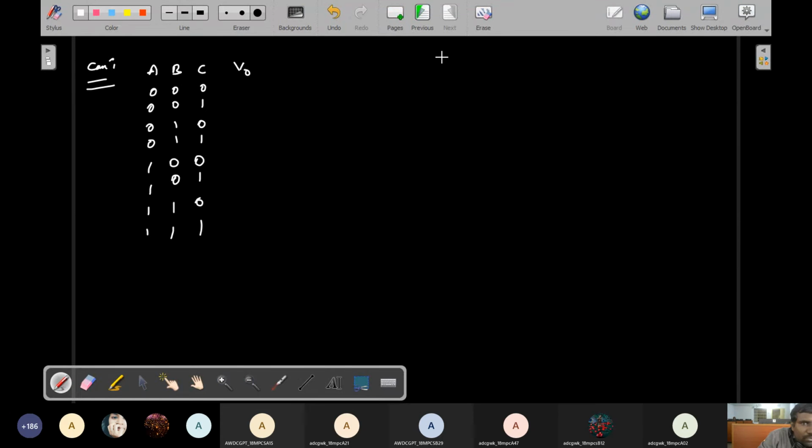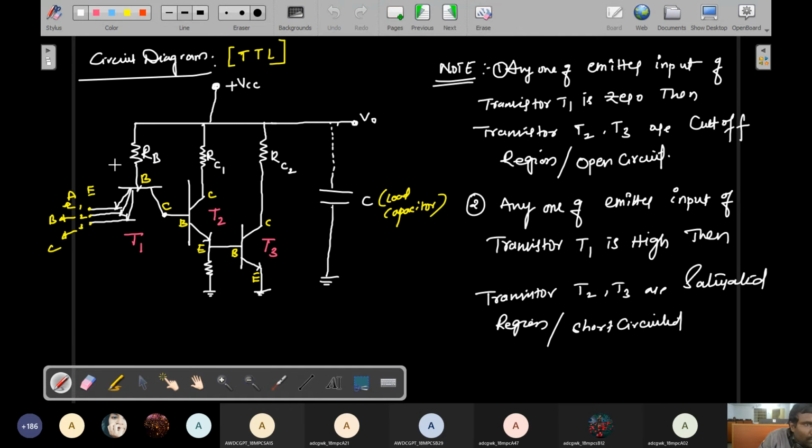I'll take the first possibility: A is 0, B is 0, C is 0. Both cases I simply apply this condition. So what will happen if A is 0, B is 0, C is 0? The emitter terminals are given 0. Therefore the output, collected by the collector terminal of the first transistor T1, is very low.